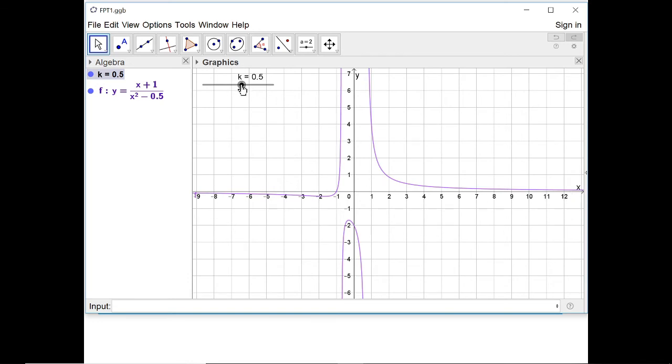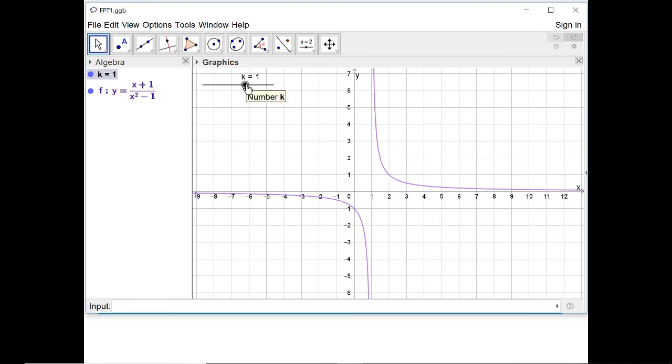Now, my second value it asked me to look at was k equals 1. So that's just there. And this looks quite familiar. It's just coming down like that. I've got my vertical asymptote here. I've got my horizontal asymptote there. That's looking very much like a y equals 1 over x sort of graph, a hyperbola.